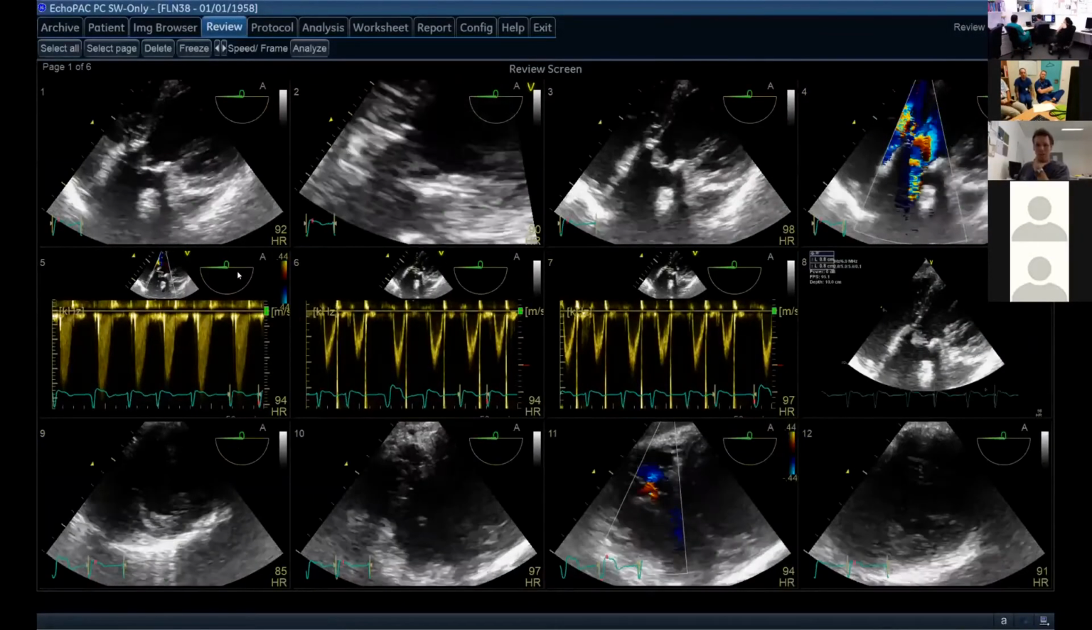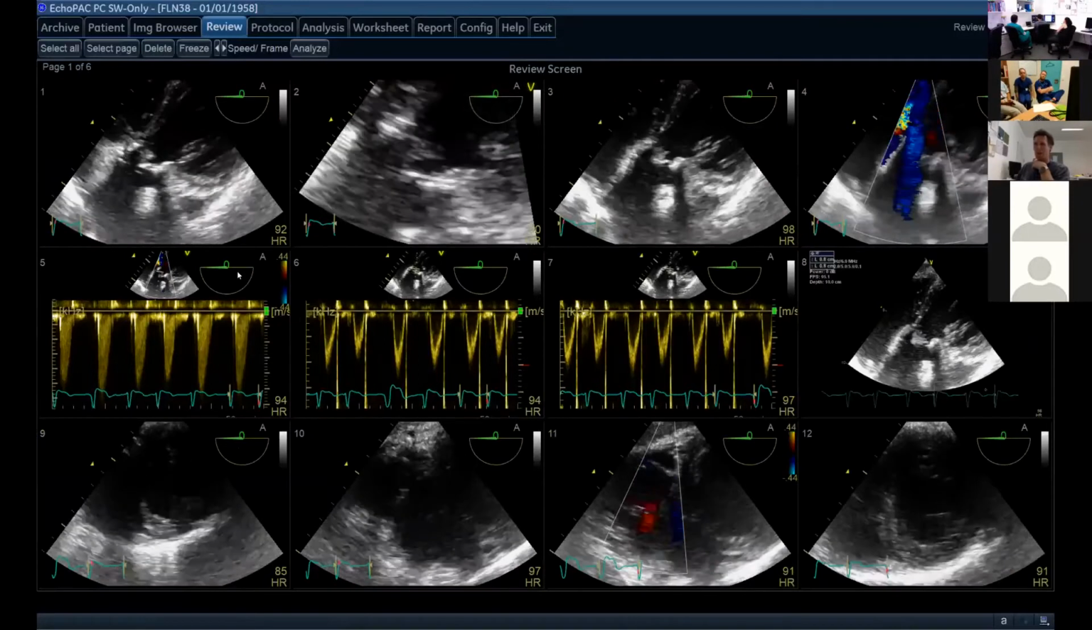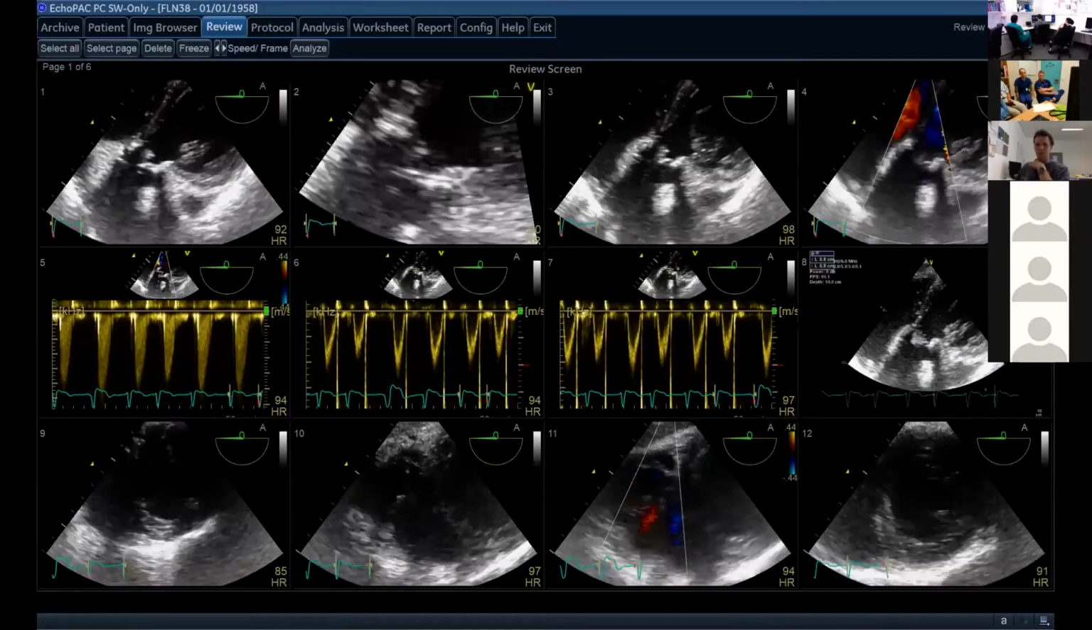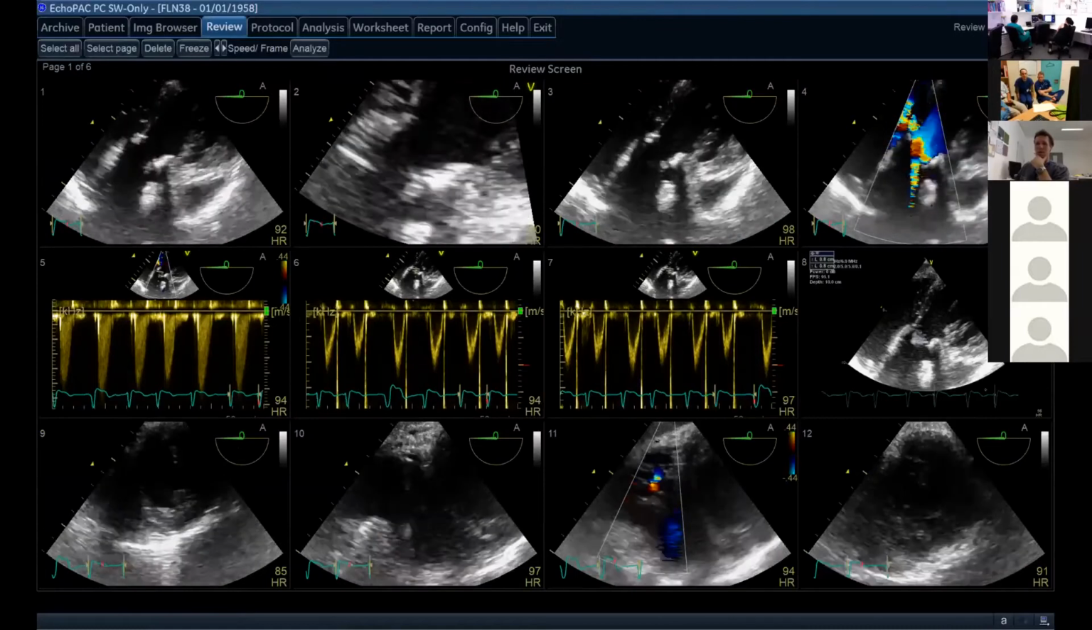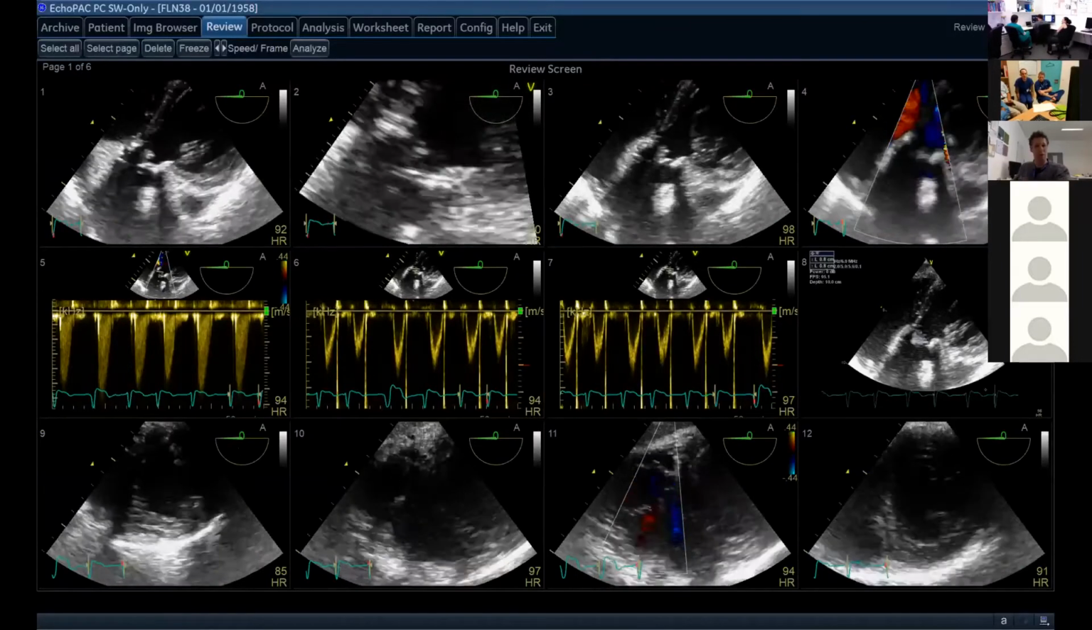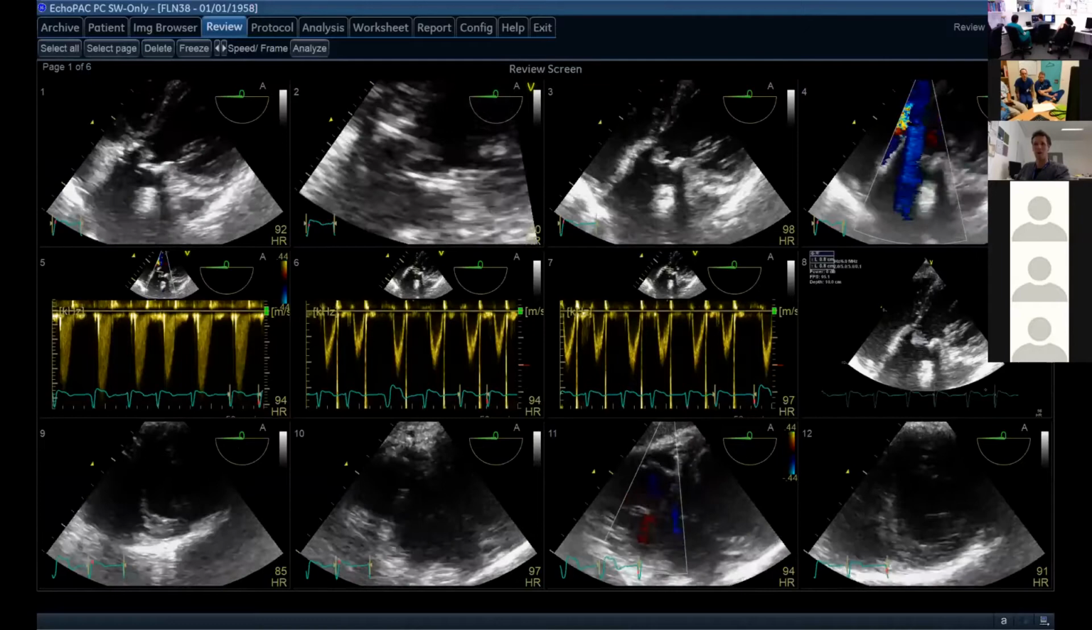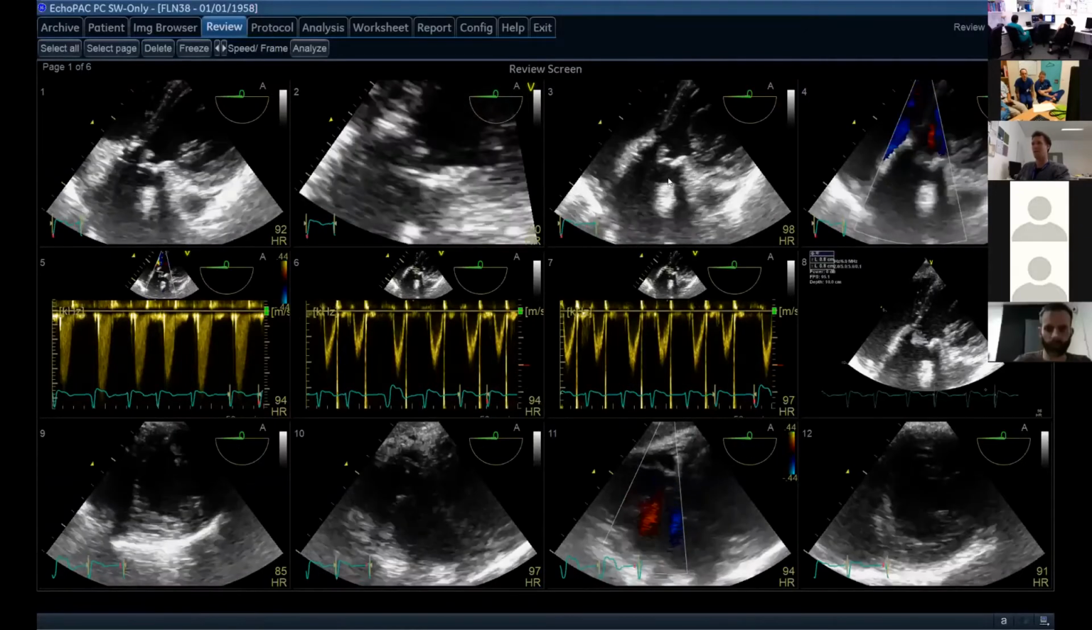We've got a patient who is 65 or so, 60 years old, who's got strep viridans in her blood culture. She's got a history of a bioprosthetic aortic valve.